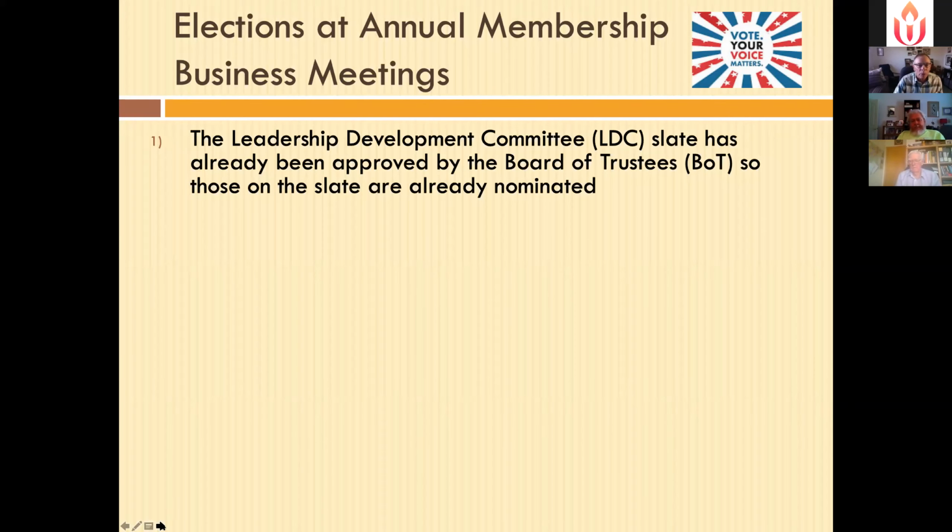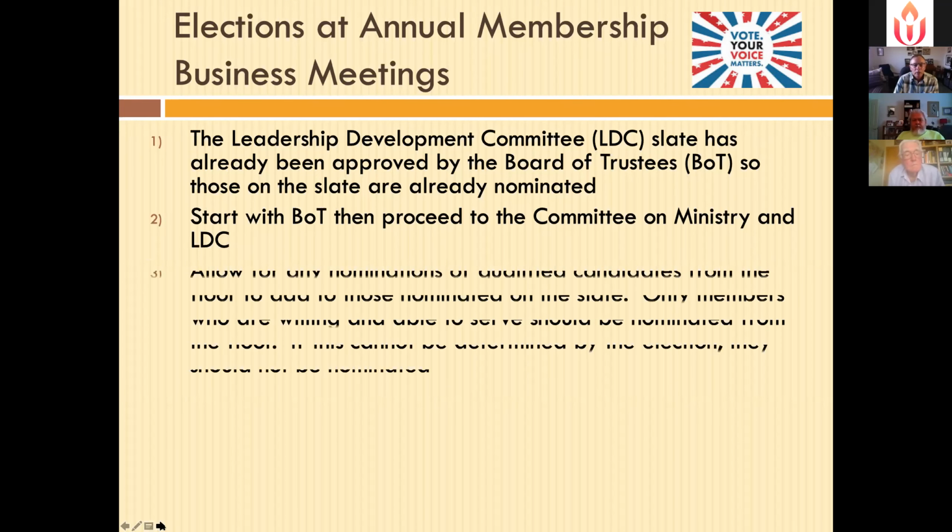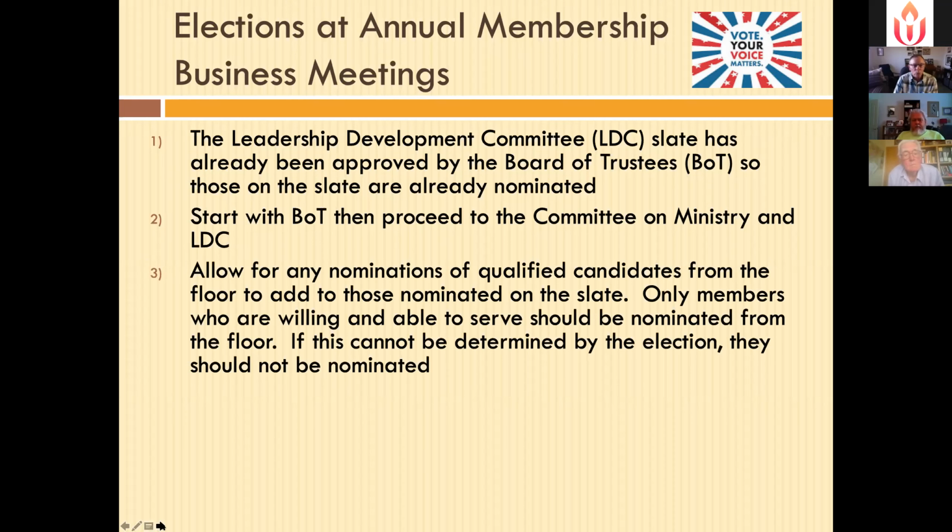So those people are already nominated for the positions that they've agreed to be nominated for. And when we get to the membership business meeting and the election, we start with the Board of Trustees and then go to Committee on Ministry and then finish with the Leadership Development Committee to make sure we're filling the spots. If we don't have that motion to suspend the rule, we allow for any nominations of qualified candidates from the floor to add to those nominated on the slate. And we've done that at some meetings, and in some we have not. This last one, we suspended the rule.